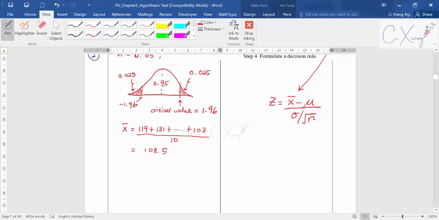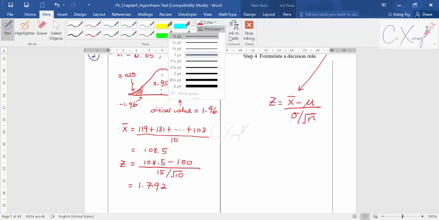Okay, then you want to calculate the test statistic. So this is test statistic lah. So test statistic means 108.5 minus your population mean, which is 100, divided by population standard deviation, which is 15, over square root n, so square root 10. So from here, you'll get your test statistic, which is 1.792. Okay, so here I've done my step number 3.